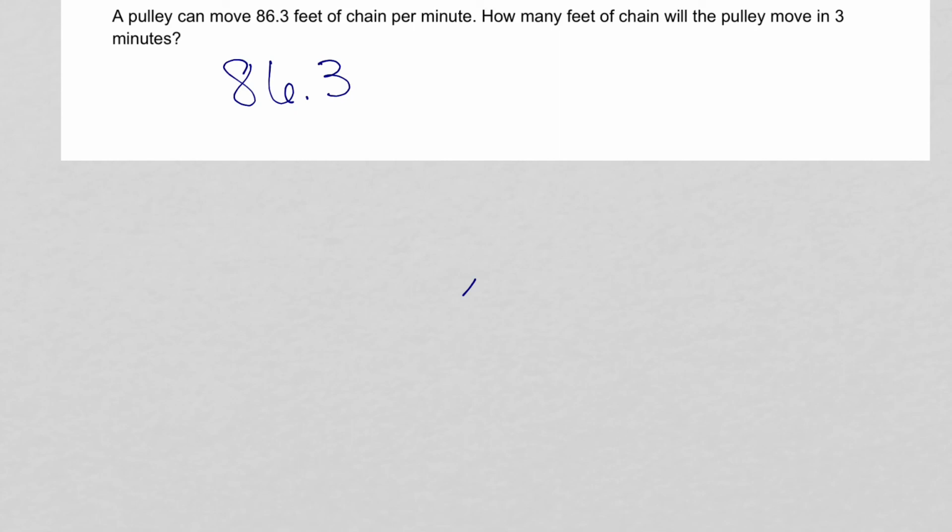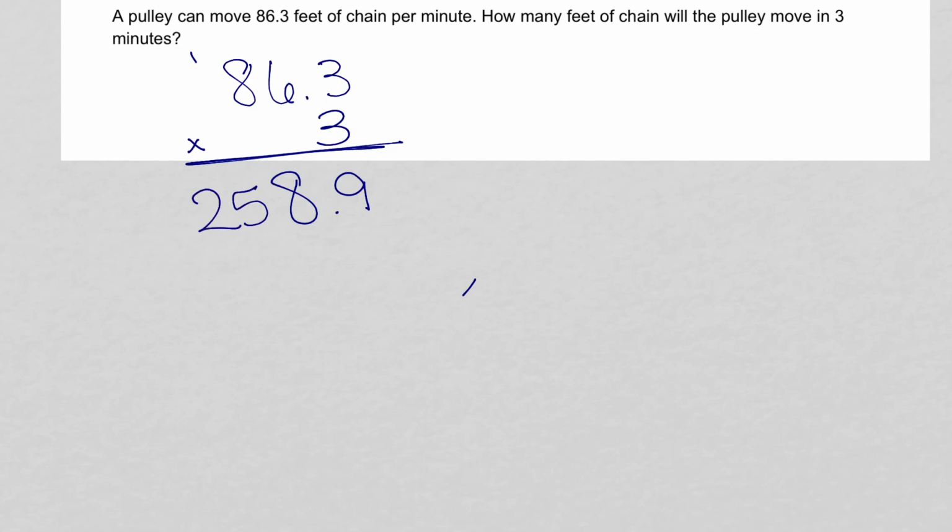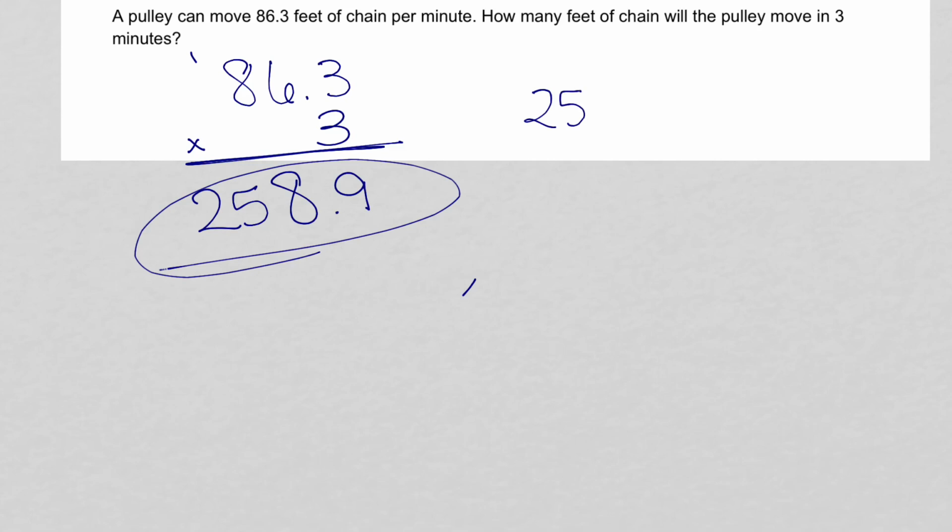So that's going to be 3 times as many minutes, right? I'm going to take that times 3. Let's see, 3 times 3 is 9. 3 times 8 is 24, plus 1 is 25. So I have 258.9 feet of chain in 3 minutes.